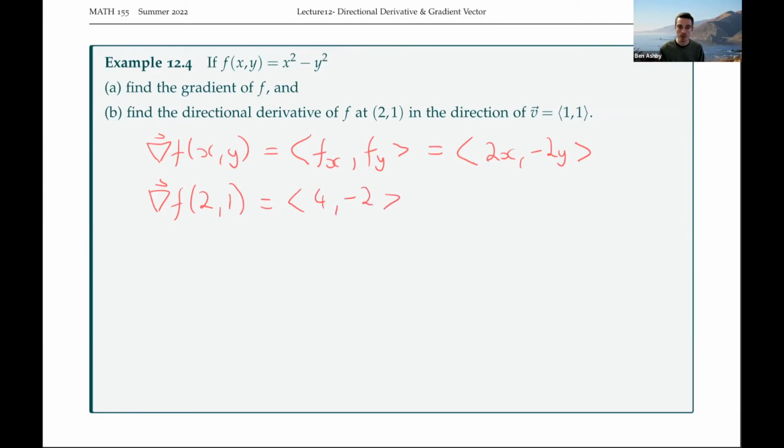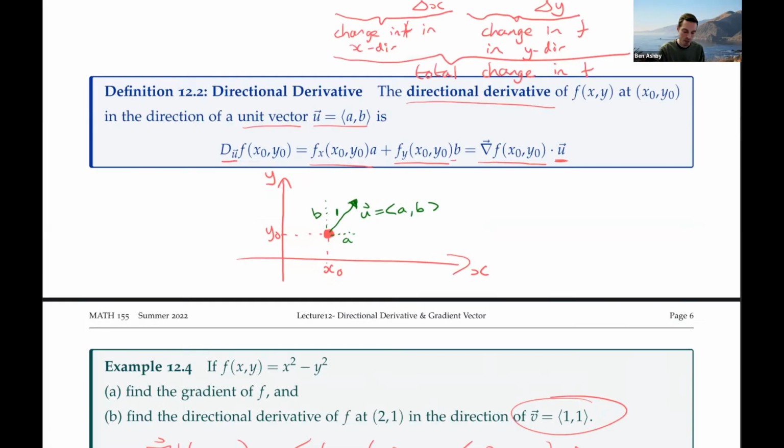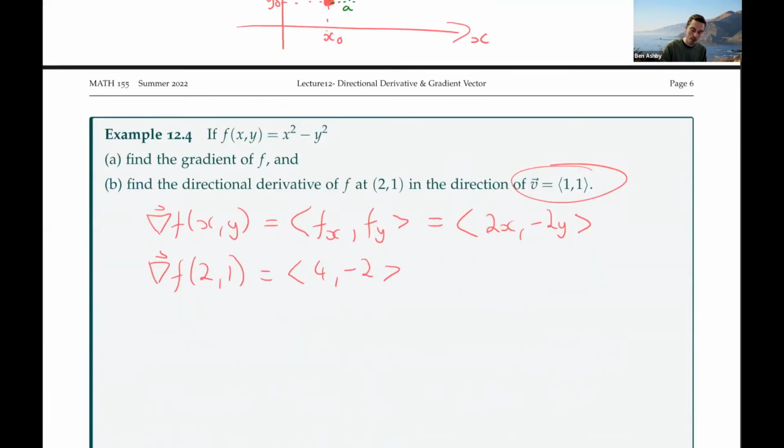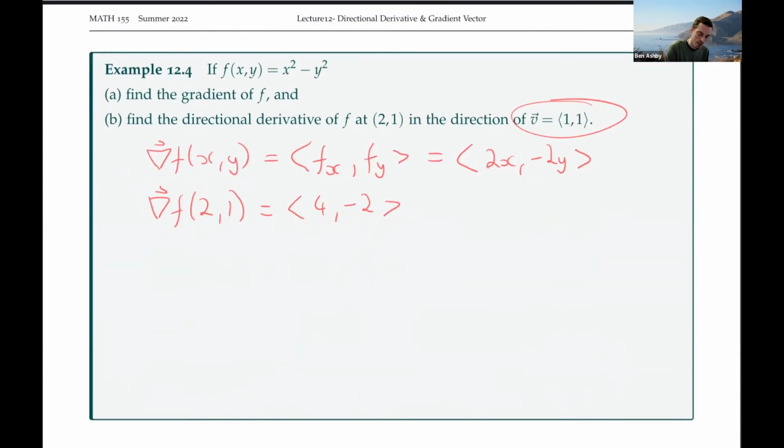minus 2). Now we want to work out our directional derivative in this direction here, but note that this is not a unit vector. We needed to have a unit vector. Recall up here in our definition that u must be a unit vector. So the first thing we need to do is convert this v into a unit vector. Let's say that u equals v over the length of v. So this gives us a unit vector u. Now the length of v is going to be root 2, so this is just going to be (1 over root 2, 1 over root 2). So that's just the unit vector in the same direction as v.